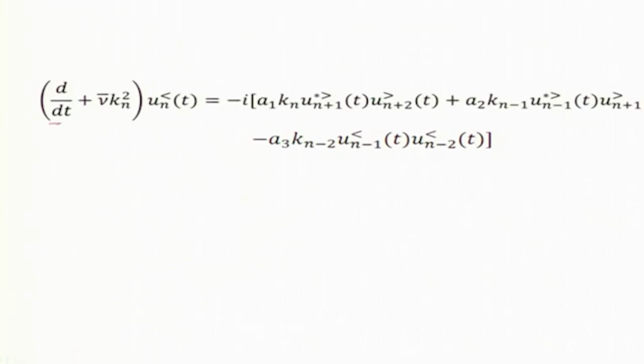So this is the model. d by dt of u_n. So my Navier-Stokes equation has been greatly simplified. My viscous term is nu bar k_n squared. This is the kinematic viscosity.